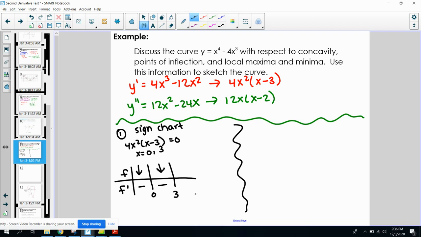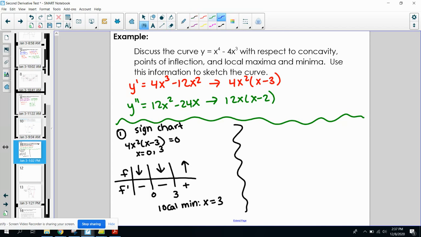I pick a number that's greater than 3 and plug it in. That's going to be positive, so that's increasing. Based off of my sign chart, I can see that it's decreasing, decreasing, and then increasing. So it changes from decreasing to increasing at 3. So I can see I have a local min at x equals 3. Okay, so that is the way that we did it last time.